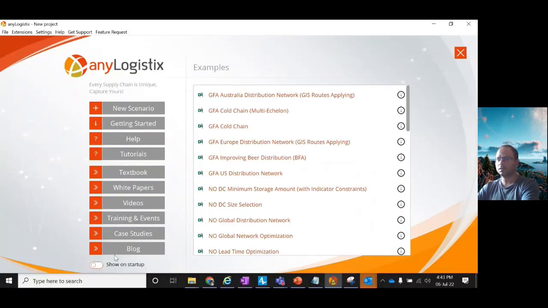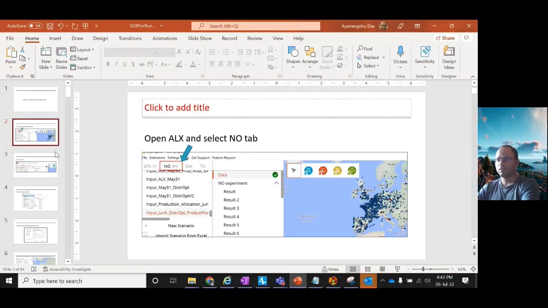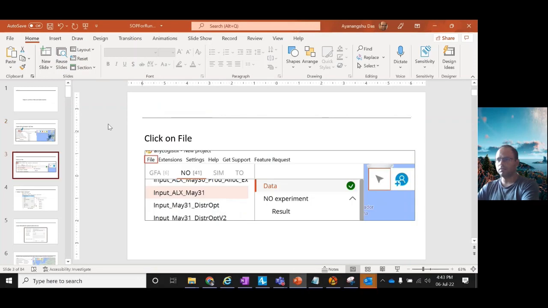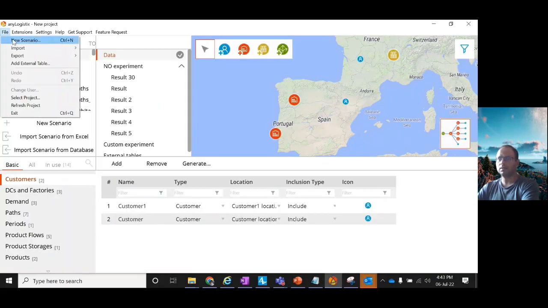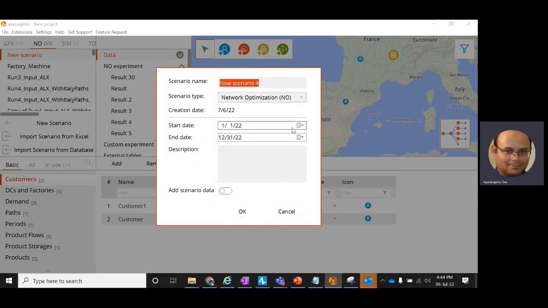This is the welcome screen, and then you can close it and be on the network optimization tab. Then you can click on file and go to a new scenario. In new scenario, you can name the scenario as per your wish. You can select the time window for which we want to run the optimization and then click on OK.